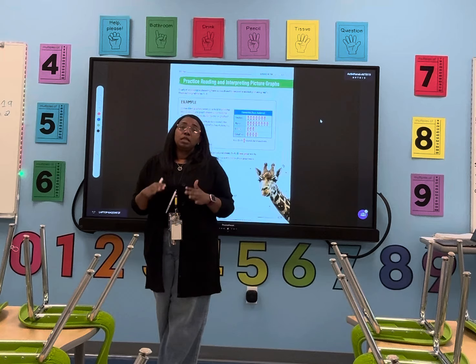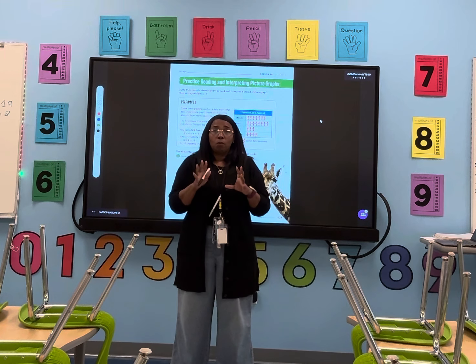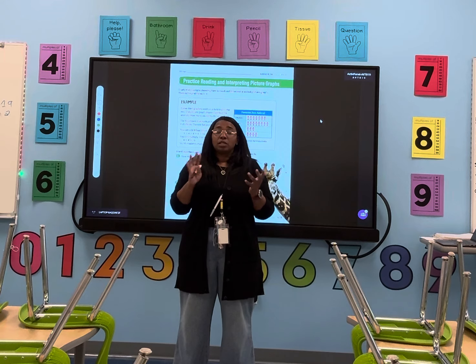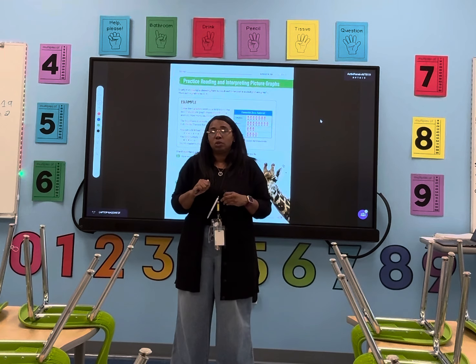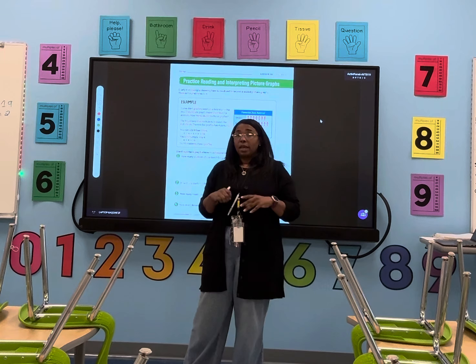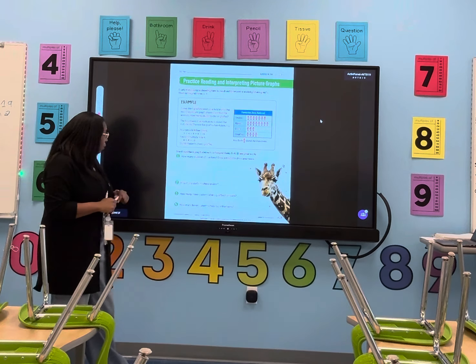We did continue with graphs today. Today we focused more on picture graphs. So that's what today's homework is about, just looking at the picture graph and being able to answer questions about that particular graph. So let's go ahead and get started so I won't hold you too long.